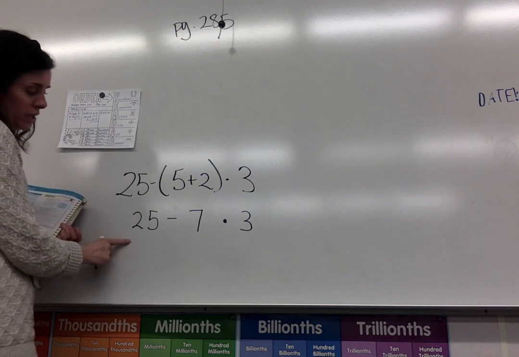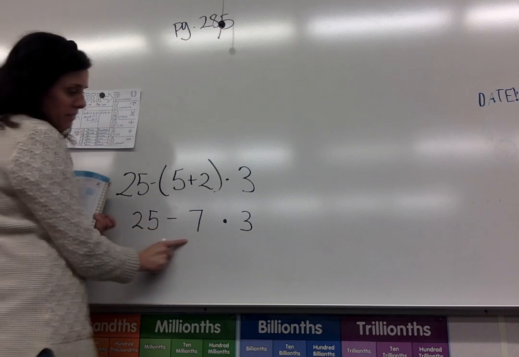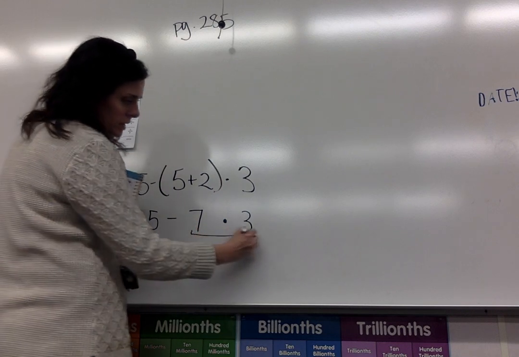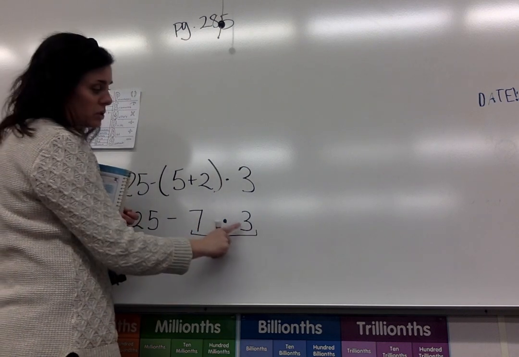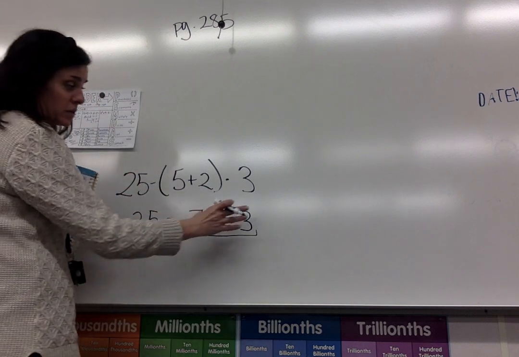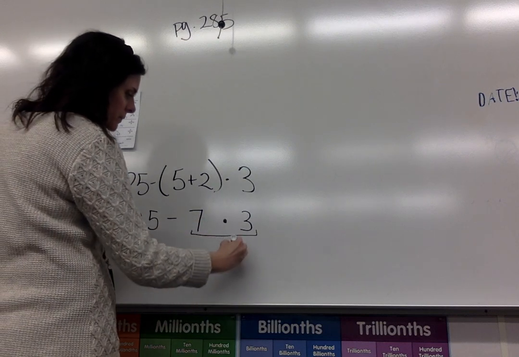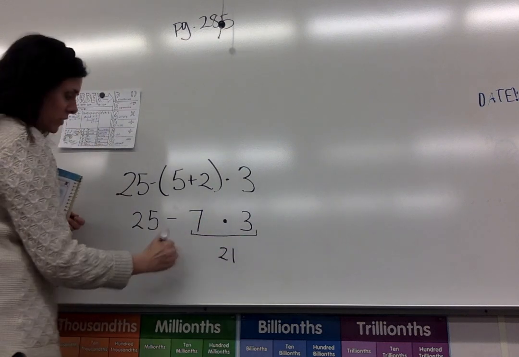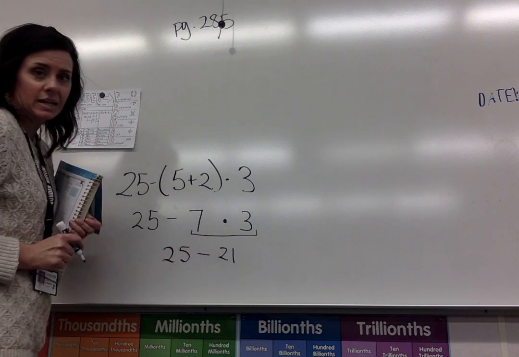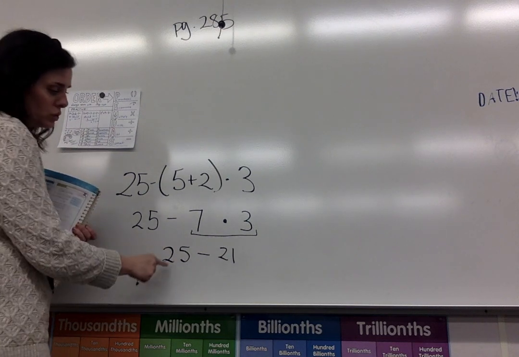Step 2 says to multiply and divide from left to right. So I'm going to start over here and I'm looking for a multiplication or division symbol. I've got subtraction first, so I'm going to skip that. There's our multiplication sign. So we are going to multiply 7 times 3. When it says to simplify, it really just means to solve or get it down as small as it'll go. 7 times 3 is 21. And I bring down the other parts of my equation that I haven't used yet. So I've got 25 minus 21. And that's what I'm putting on the blank of step 2. So make sure you write that.